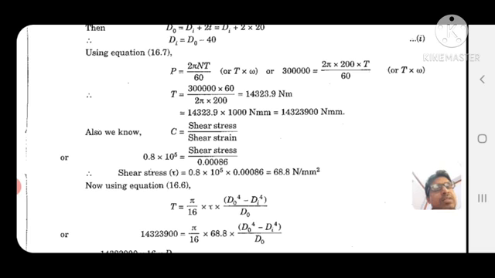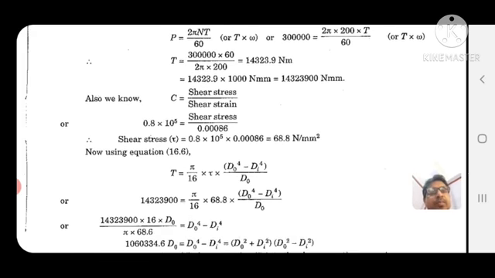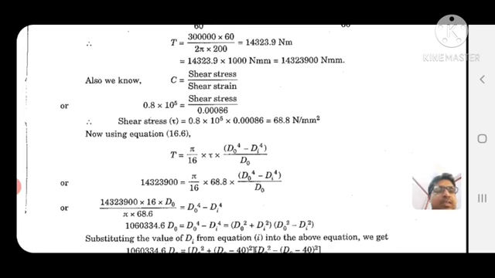C is equal to shear stress by shear strain. C, modulus of rigidity, shear stress by shear strain, 0.8 into 10 to the power 5 is equal to shear stress by 0.00896. So shear stress tau equal to 0.8 into 10 to the power 5 into 0.00086. So 68.8 Newton per millimeter square.